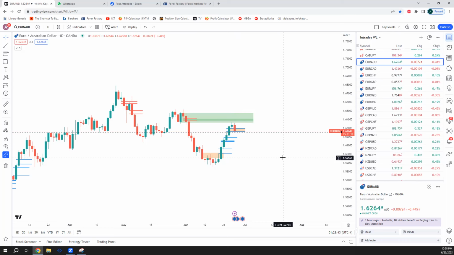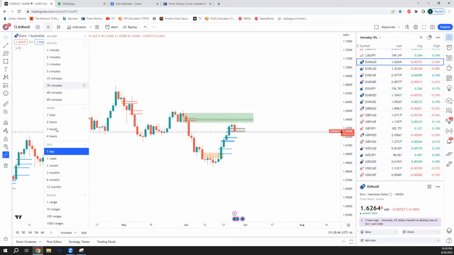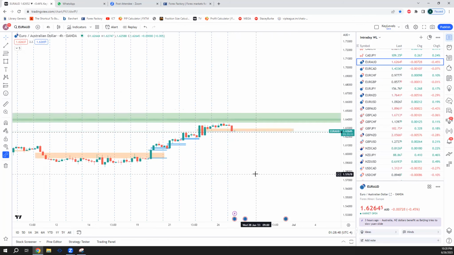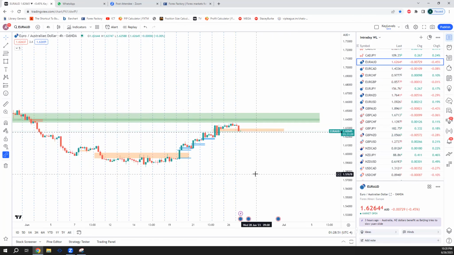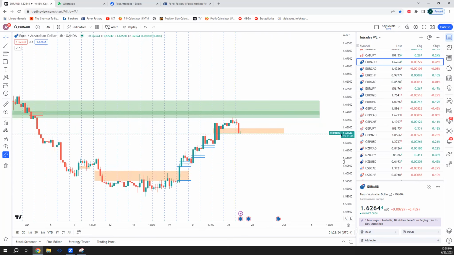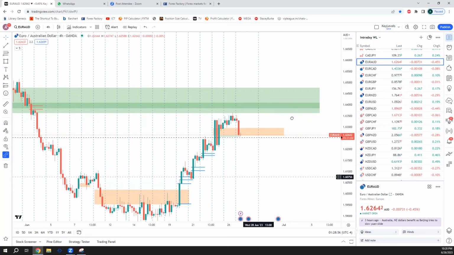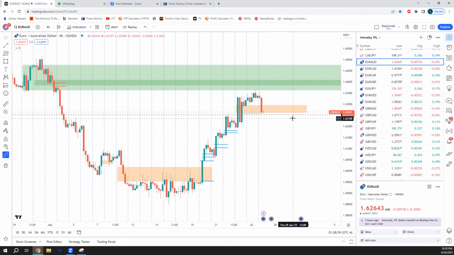Can you try to go to 4 hour? I think 4 hour time frame. I saw a very nice market structure on the 4 hour. Try to make it so that we may see it clearly.